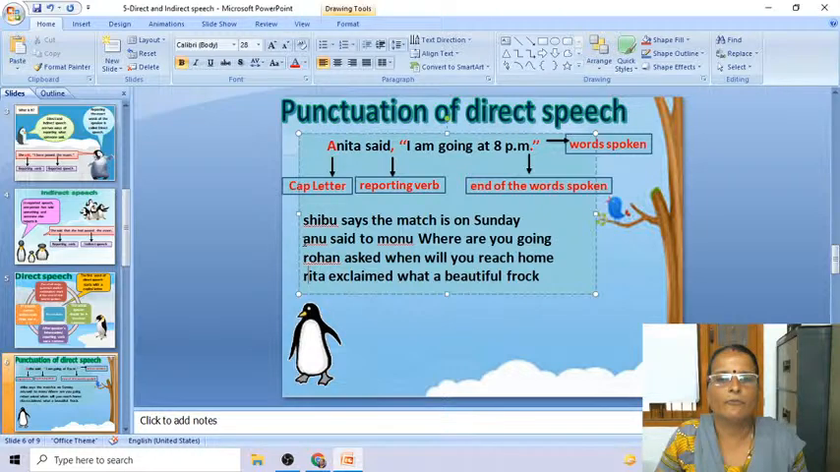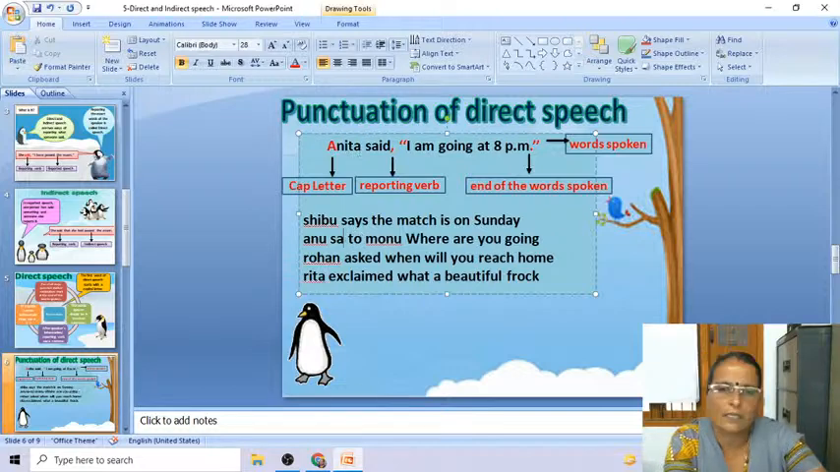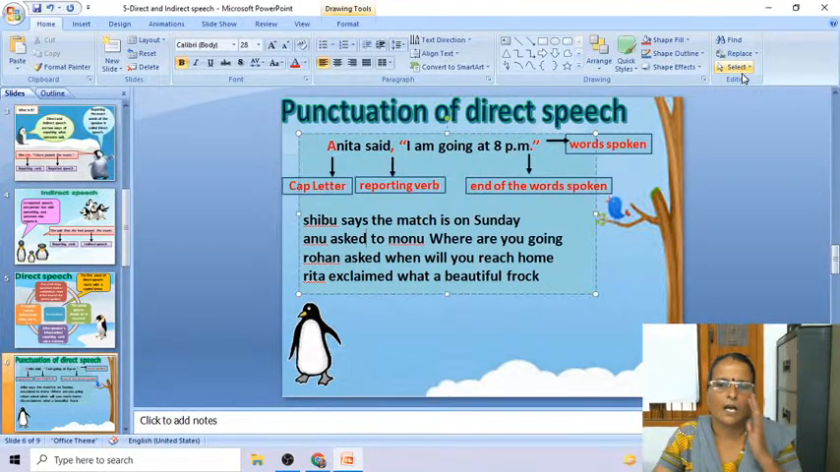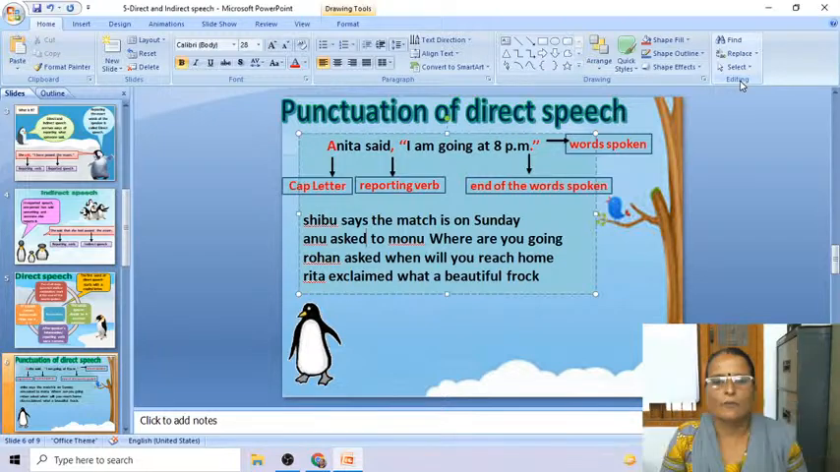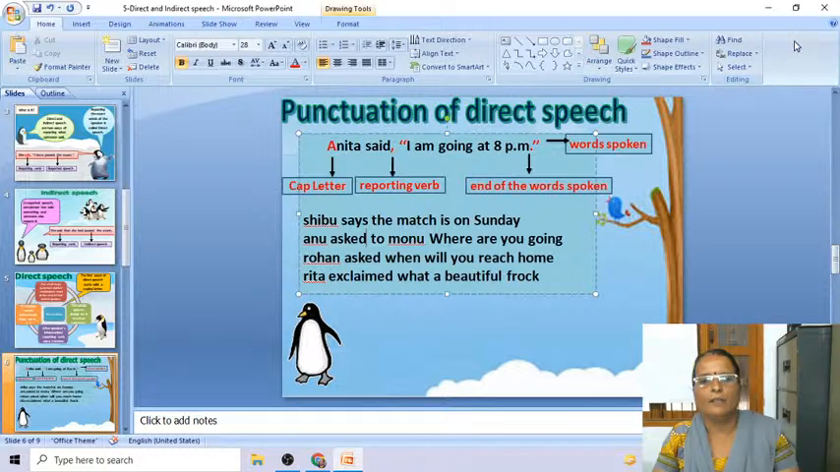Come on. Anu said to Monu, where are you going? This said can be changed into asked Monu also, because the person is asking a question. You can write said to also, no problem. But if you write asked, then it can highlight the question. In your textbook only said to is given. That's why I have written said to. But it would be far better if you write asked, because we ask questions, we say the sentences, right? So if we write said, then it will be wrong.